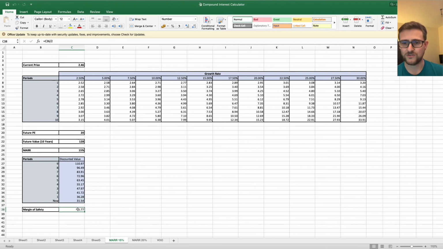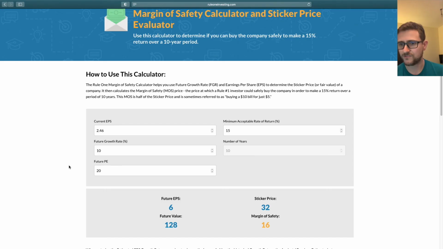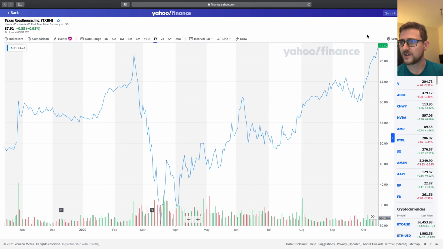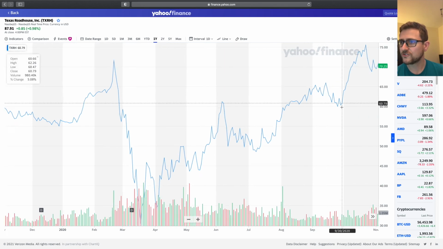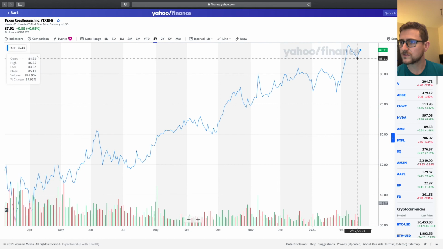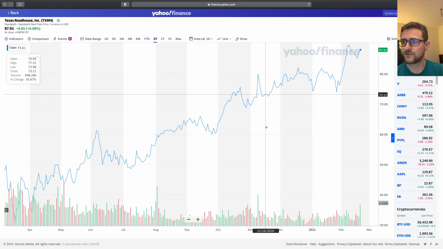And then we have our margin of safety of $15.77, which is rounded up to $16, which is what you will see on Philtown's sheet. There we have the amount of 16. So we can see on Yahoo Finance that the stock is currently trading at 87.91, well above our margin of safety price. Our margin of safety price is $16, which is very low, and our sticker price or intrinsic value is $32.